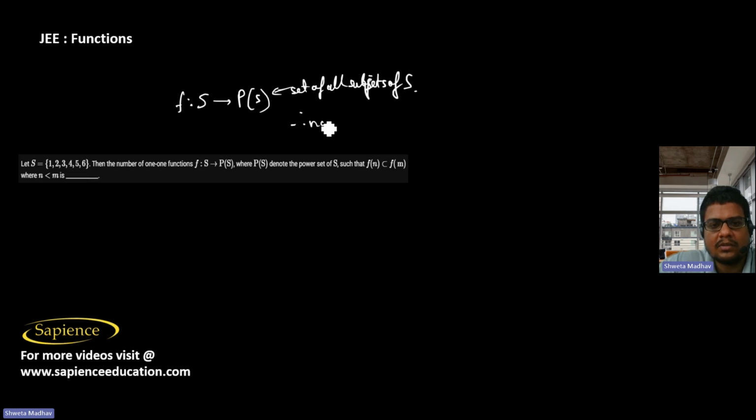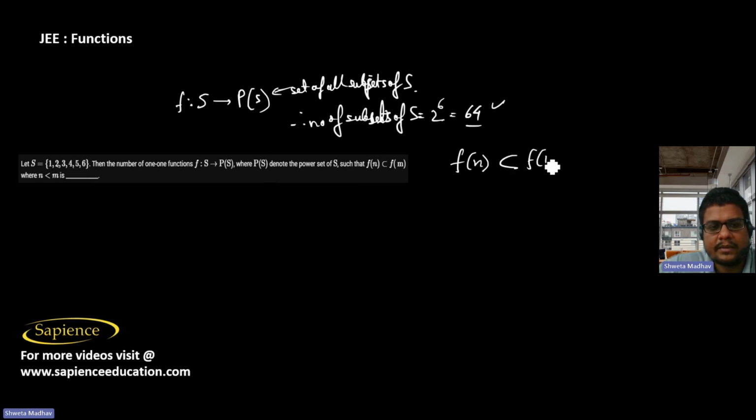Now the number of subsets of S would be equal to 2 power 6. Since there are 6 elements in the set, so that will be 2 power 6. So that will be equal to 64 subsets. Such that it is told f of n is a subset of f of m, where n is less than m.